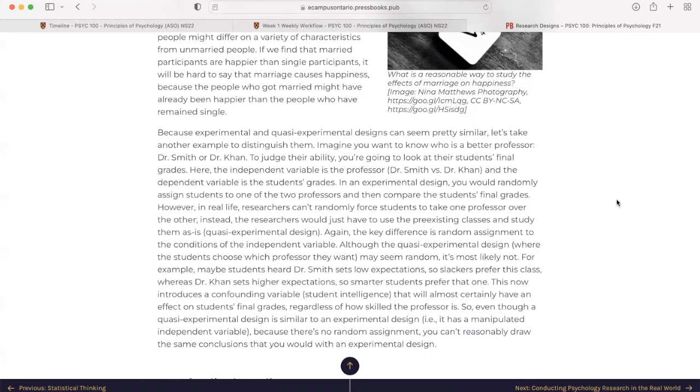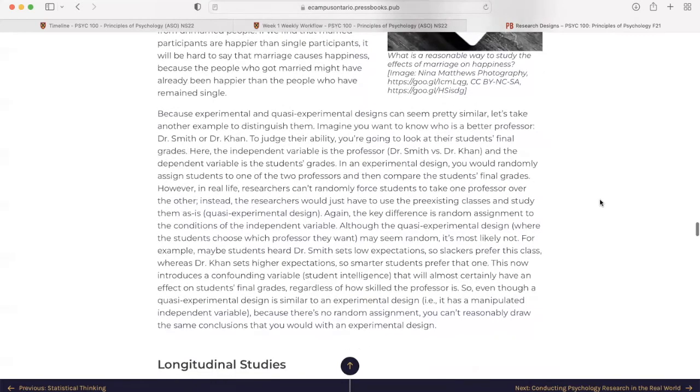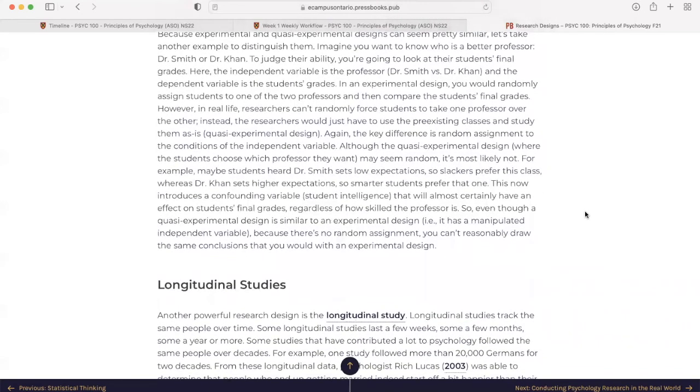Instead, the researchers would just have to use the pre-existing classes and study them as is, a quasi-experimental design. Again, the key difference is random assignment to the conditions of the independent variable. Although the quasi-experimental design, where the students choose which professor they want, may seem random, it's most likely not. For example, maybe students heard Dr. Smith sets low expectations, so slackers prefer this class, whereas Dr. Kahn sets high expectations, so smarter students prefer that one.